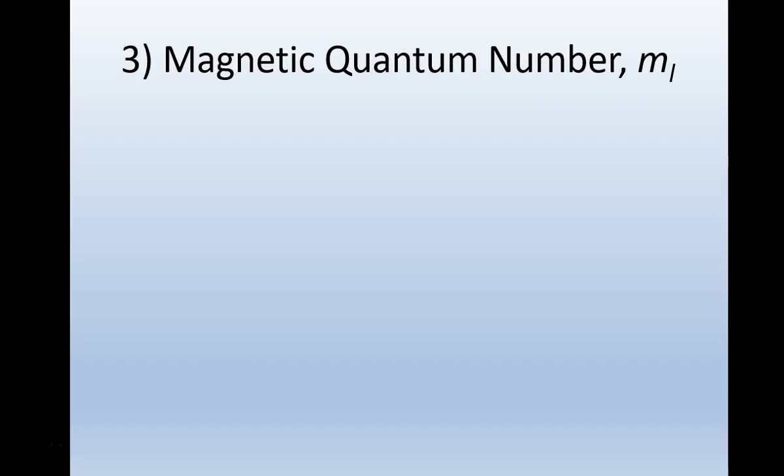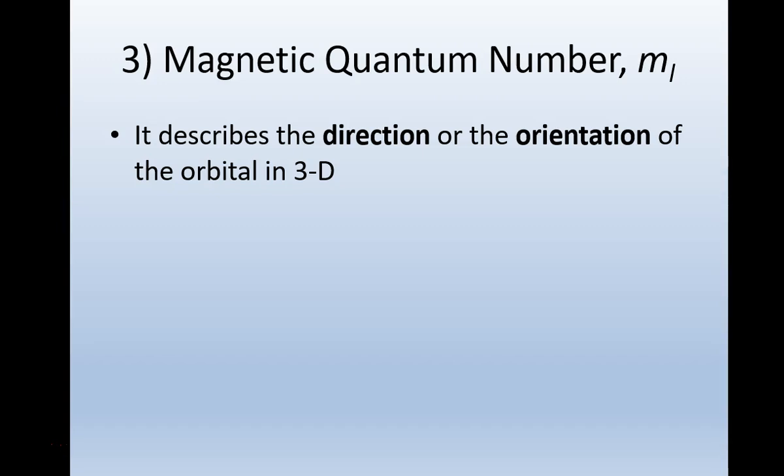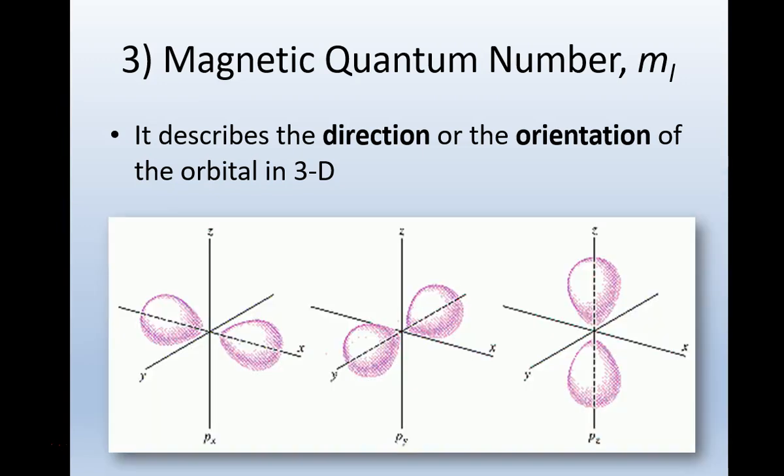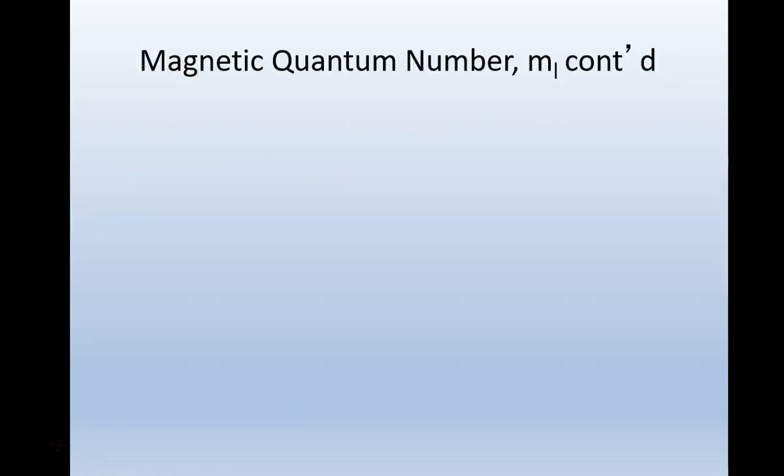The third quantum number that describes the electron is known as the magnetic quantum number, and that describes the direction or the orientation of the orbital in 3D. It refers, in other words, to the alignment of the orbitals with reference to the 3 axes in a 3D diagram. For simplicity, I've chosen the p orbital shown here, the dumbbell. So a dumbbell can be aligned to the x, y, or z, and they're known as px, py, pz.